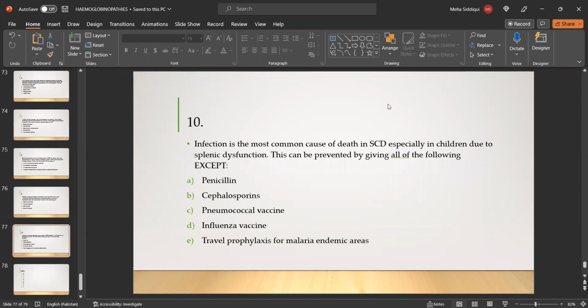MCQ number 10. Infection is the most common cause of death in sickle cell disease, especially in children due to splenic dysfunction. This can be prevented by giving all of the following except penicillin, cephalosporin, pneumococcal vaccine, influenza vaccine, travel prophylaxis for malaria and endemic areas. B is the right option, cephalosporin, because it is not given for prevention.